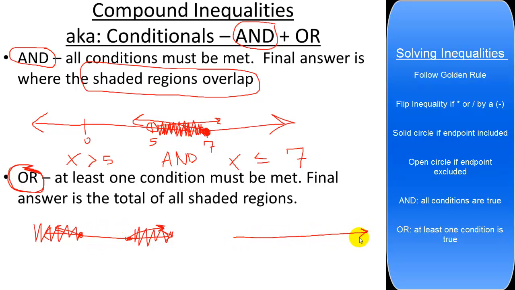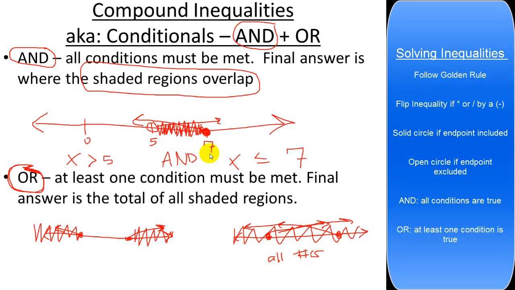But another possibility for an "or" is you have one of your answers looks like that, and the other answer looks like that, kind of like what we had right here. And in this case, this one here is covering everything to the left, and this one here is covering everything to the right. So your final answer would be all numbers.